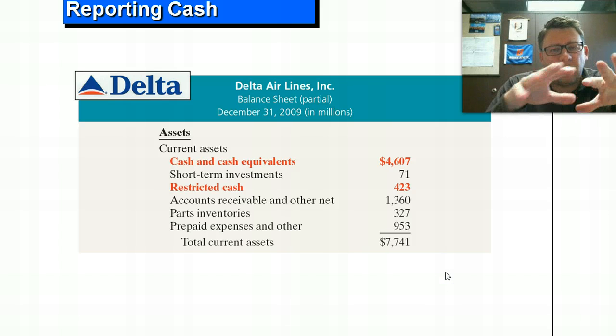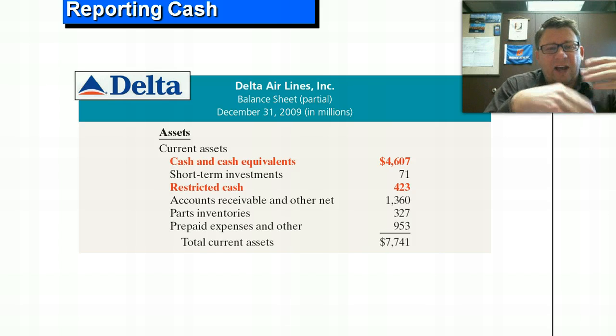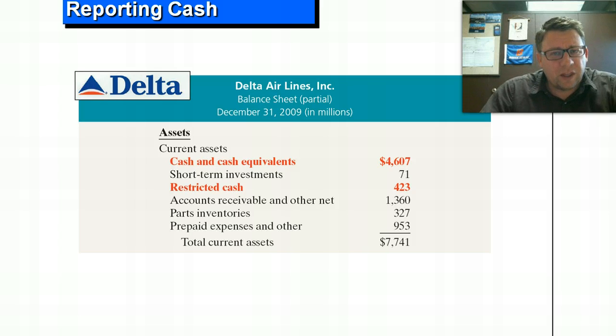Now, here's what I want you to think about when it comes to this idea of cash and cash equivalents. For most businesses, a checking account doesn't earn them any money. If Delta Airlines had $4.6 billion in their checking account at the beginning of the year, and they didn't do anything, at the end of the year they'd have $4.6 billion. It's like taking your money and stuffing it under your mattress.